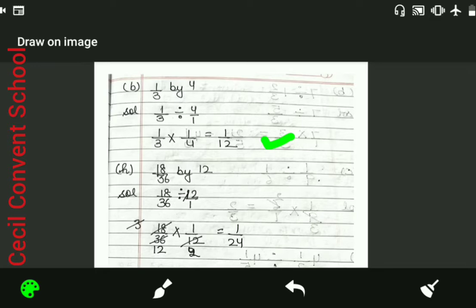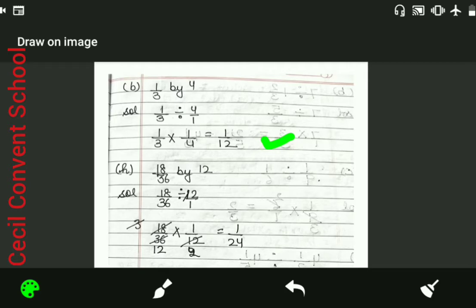Now we do the H part. 18 by 36 by 12. Means 18 by 36 we write as it is. In place of by, what comes? Divide sign. And 12, down of 12 nothing is written. So you write 1. Now in place of divide sign, multiply sign comes and 1 upon 12 comes. Now you see 18 and 36 come in any one table. Yes, it comes in the 2 table. Clear? Or see the biggest table. 18 and 36 come in the 18 table only. 18 ones are 18, 18 twos are 36. You can do this thing also.